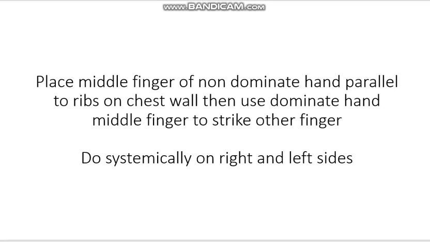Percussion of the chest is an assessment where the RT places the middle finger of the non-dominant hand parallel to the ribs on the chest wall, then uses the dominant hand's middle finger to strike the other finger. They do this systematically on the right and left sides.